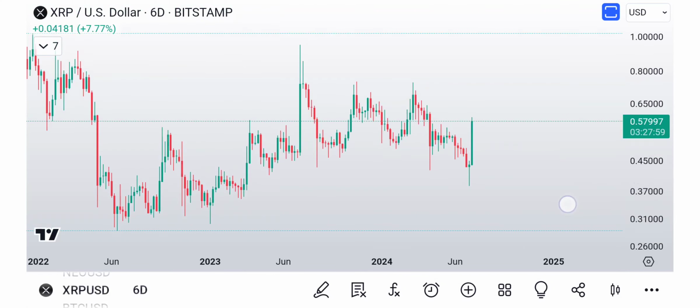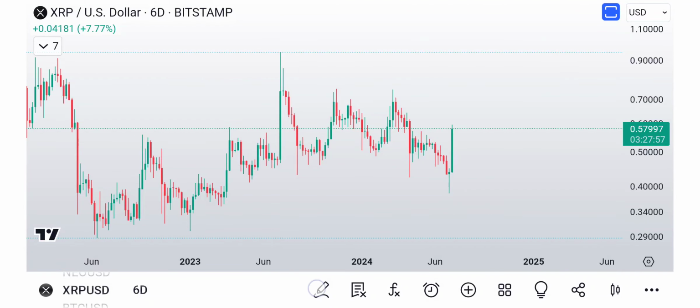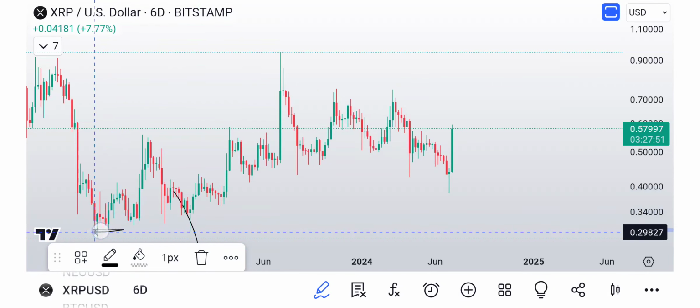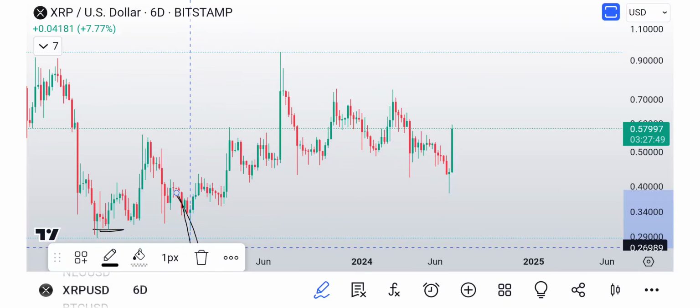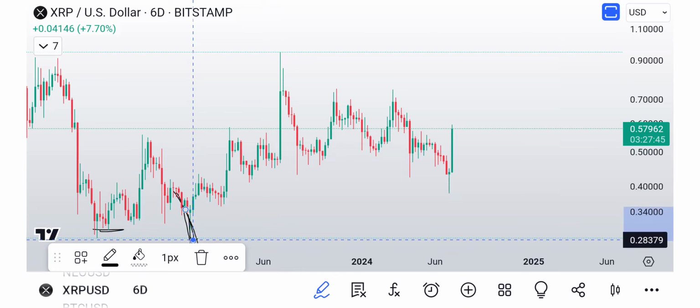So another thing we have, right, is you can also look at this, if this came down and took out the low, which on some exchanges I think it probably did, which is what?